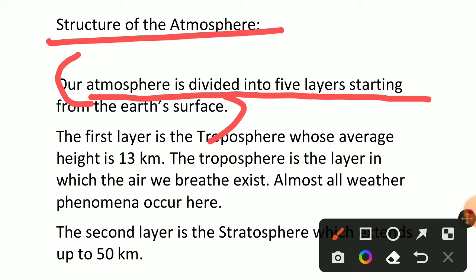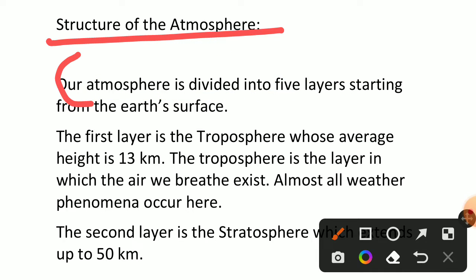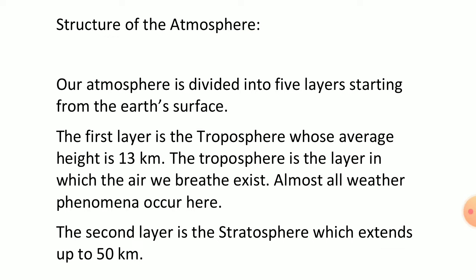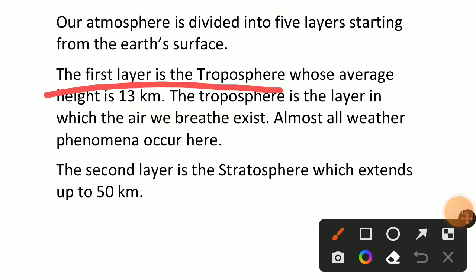Okay, now first point, our atmosphere is divided into 5 layers starting from the earth's surface. From where we are standing till the space, the atmosphere is divided into 5 layers. How many layers? 5 layers. What are the layers? We'll see briefly. First layer is troposphere. Troposphere is one of the essential parts of the atmosphere.